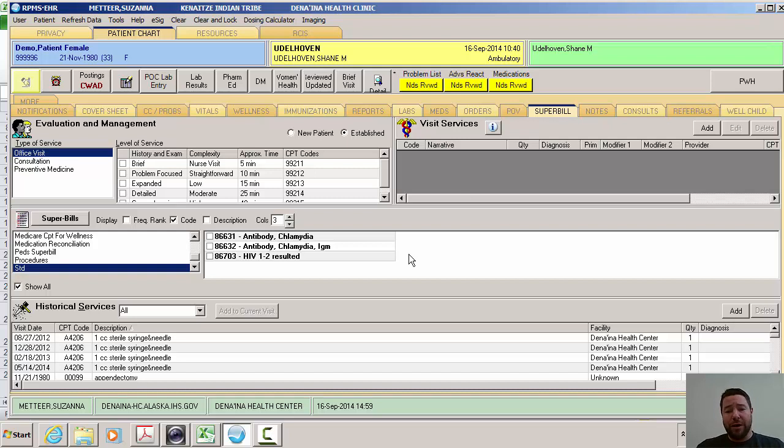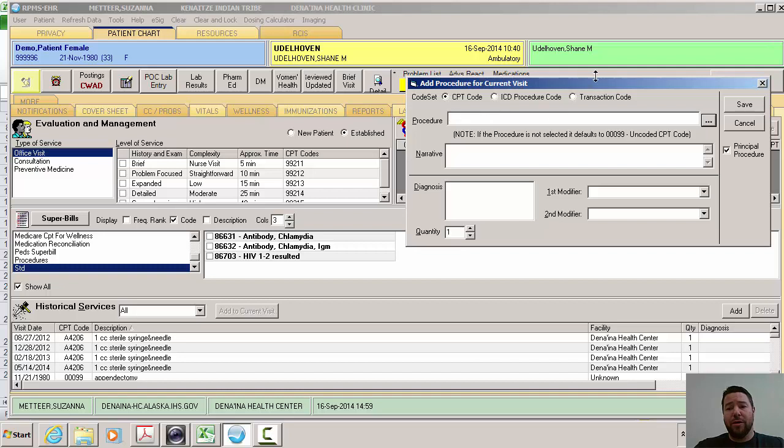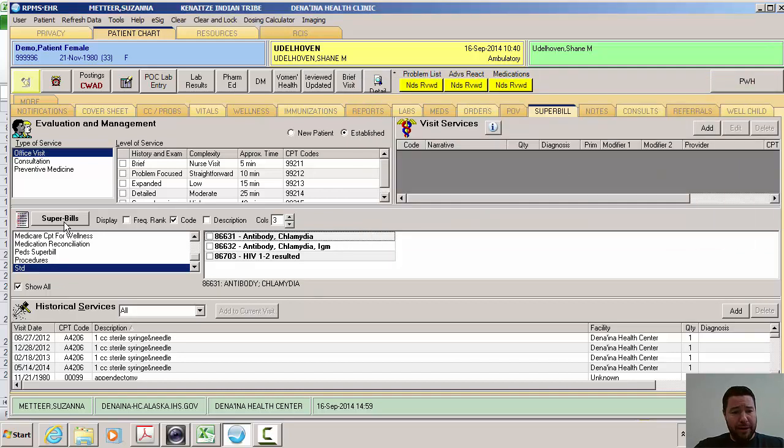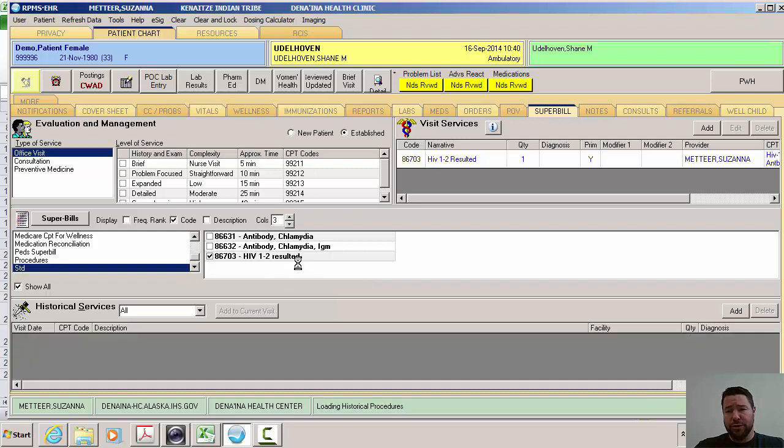I'm going to show you a couple places real quick in EHR where you can do that. Again, you can go up here and just type it in if you know what it is. You could also create a pick list. So here there's an STD, and within the STD pick list there's an HIV 1 and 2 result.